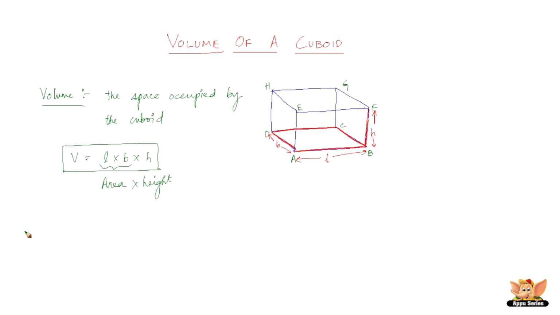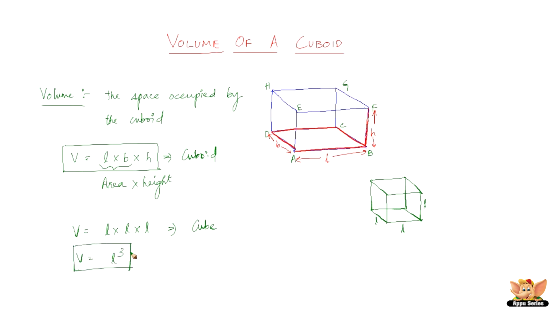Now, let us go about learning another type of cuboid where all the dimensions are equal. The length, the breadth, the height are equal. That kind of a cuboid is called a cube. This is a cube where the length, breadth, and the height are equal. So it is all L, L, and L. So the volume of a cube will be L into L into L, which is L cube. So the volume of a cube is L cube.